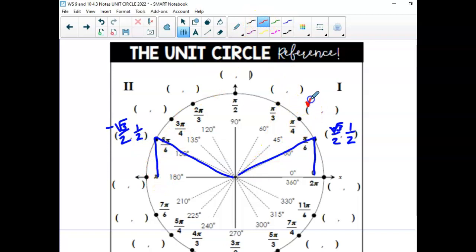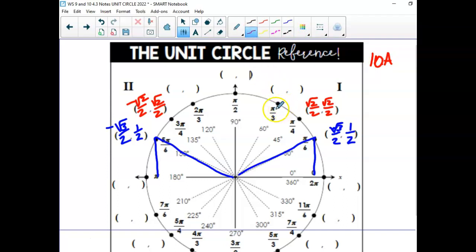And this one we said was square root of 2 over 2, square root of 2 over 2. So this one I'm going left, square root of 2 over 2, and up square root of 2 over 2. What page is this on? 10A, thank you.